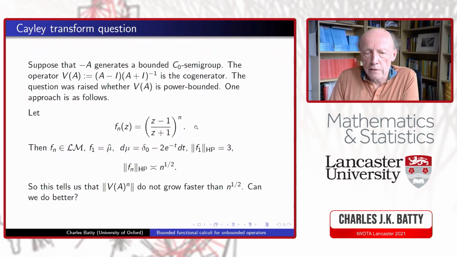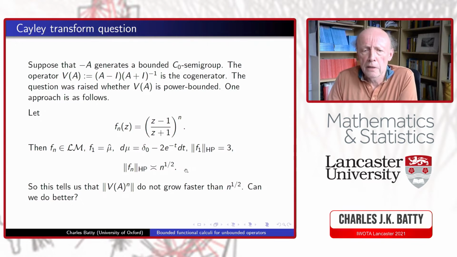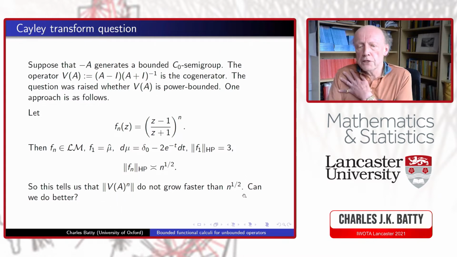and is not a good estimate, because if you put in some more estimate rather than just using the very basic fact that the Hille-Phillips norm is an algebra norm, you can get the sharp estimate that the Hille-Phillips norms of F_n grow like n to the 1/2. It follows from that that V(A) to the power n do not grow faster than n to the 1/2.